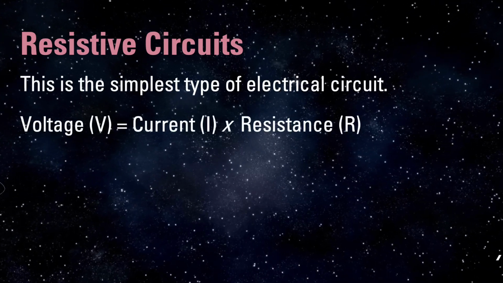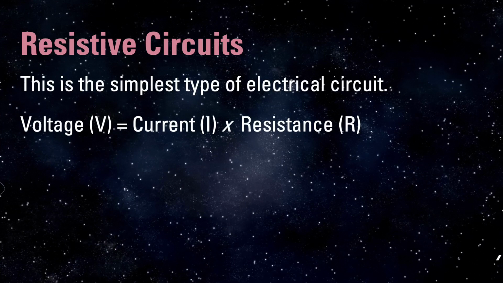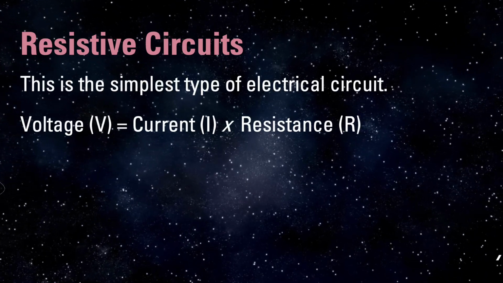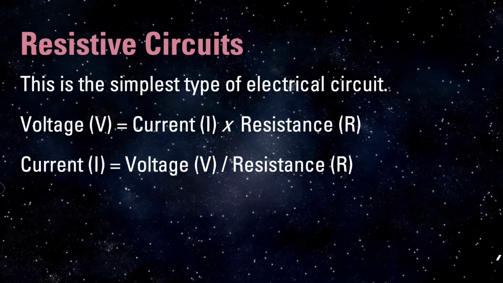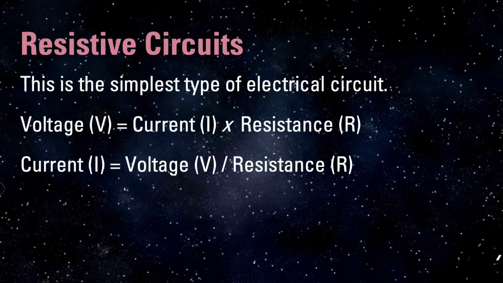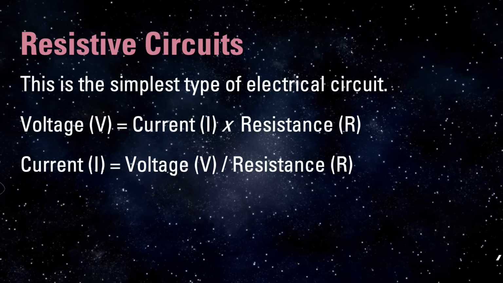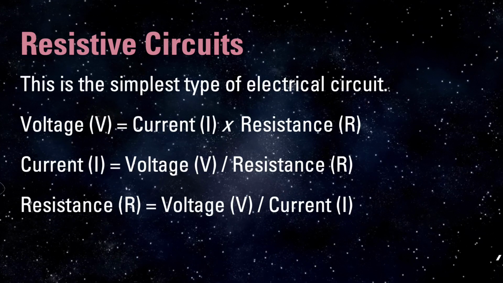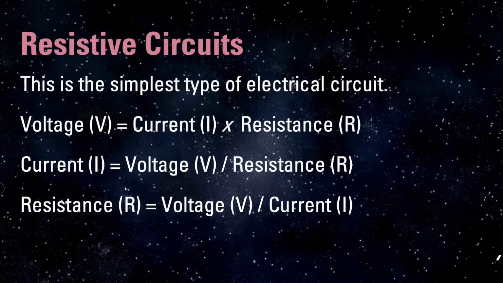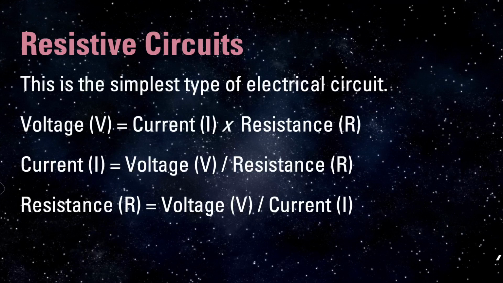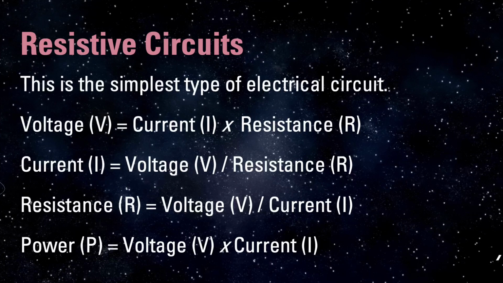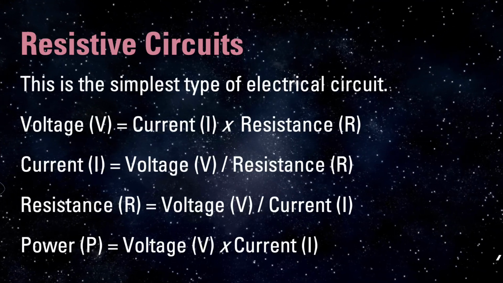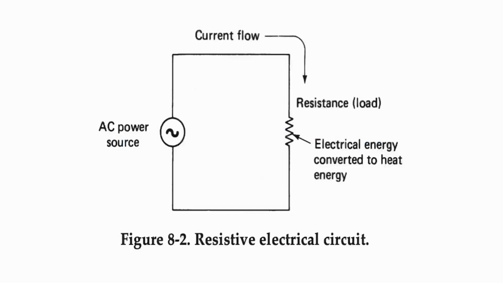The value of voltage can be obtained by multiplying the value of current by the value of resistance. Likewise, the value of current can be obtained by dividing the value of voltage by the value of resistance. The value of resistance can also be obtained by dividing the value of voltage by the value of current. The value of power can be obtained by multiplying the value of voltage by the value of current. This is an example of a resistive electrical circuit.